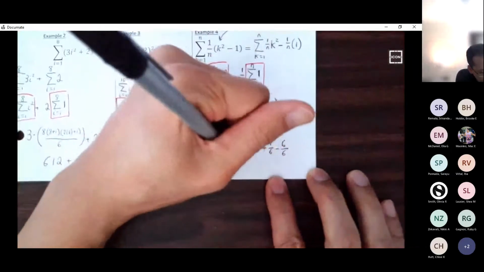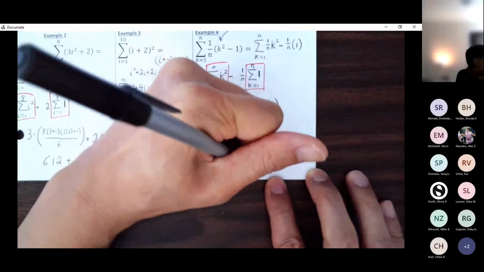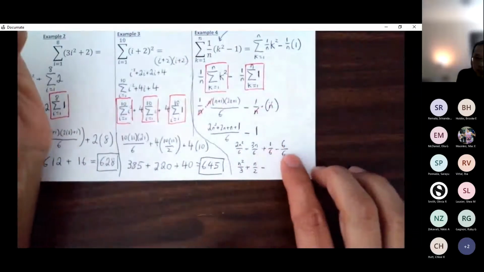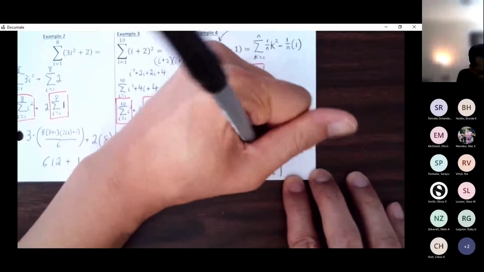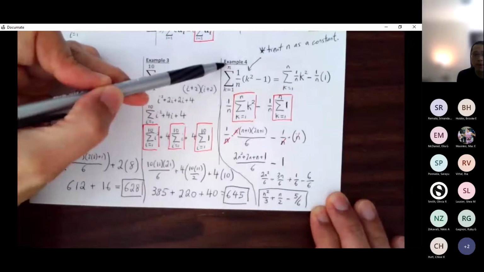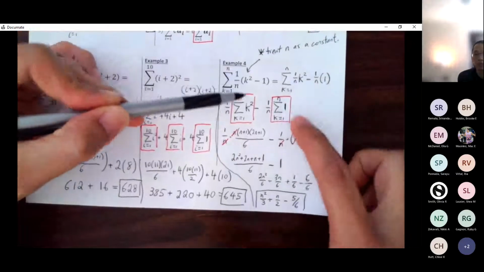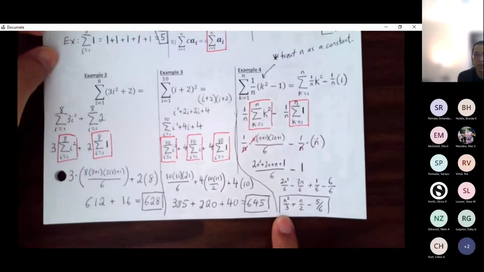So here I can reduce each of the fractions: n squared over 3 plus n over 2. And then 1/6 minus 6/6 is negative 5/6. Because we don't have a numeric value to start off, the best we can do is leave our sum in terms of n for this problem.